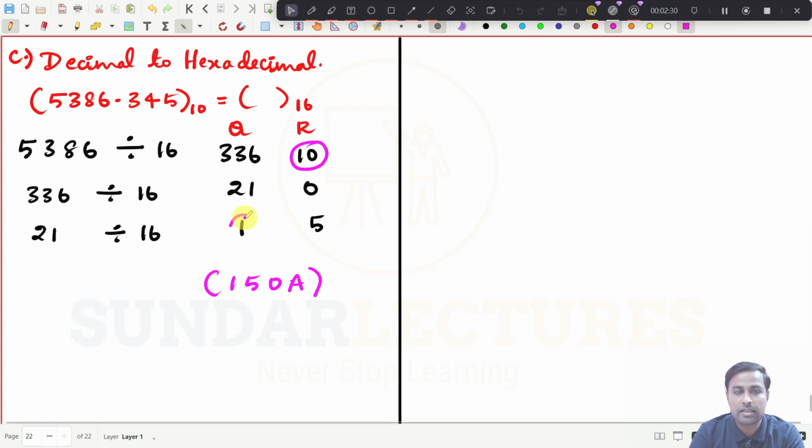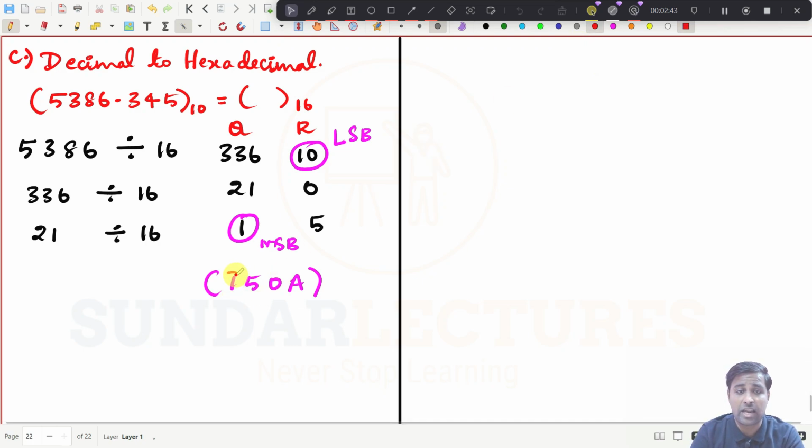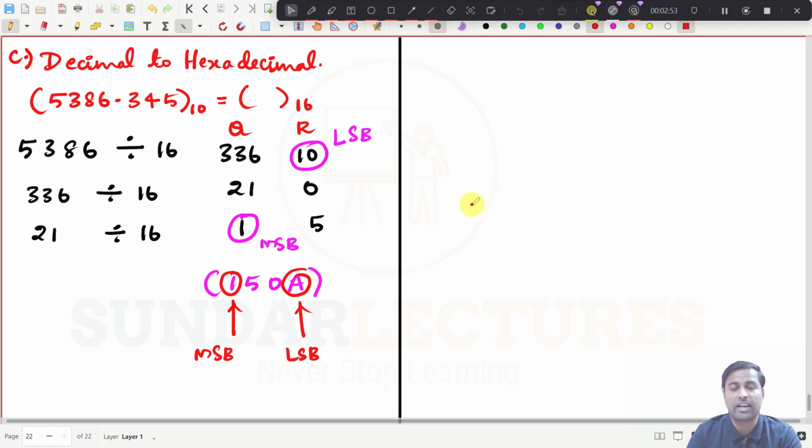So this is the MSB, most significant bit, and this is the least significant bit. Always we write the most significant bit on the left hand side and the least significant bit on the right hand side. I have to tell that too. We always call this MSB and we always call this LSB. Always. We generally write that, right?